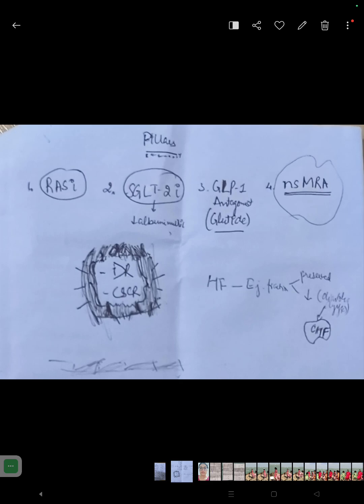In any heart failure, ejection fraction can be either preserved or decreased, that is, there can be a diastolic dysfunction, which further leads to congestive heart failure.